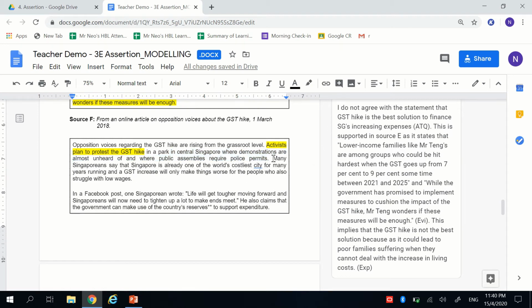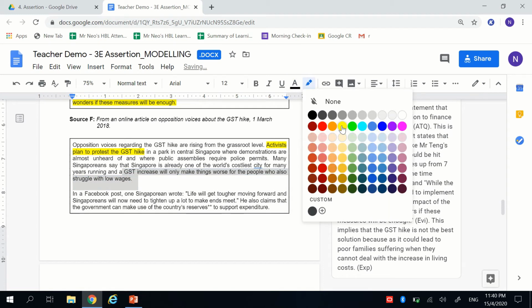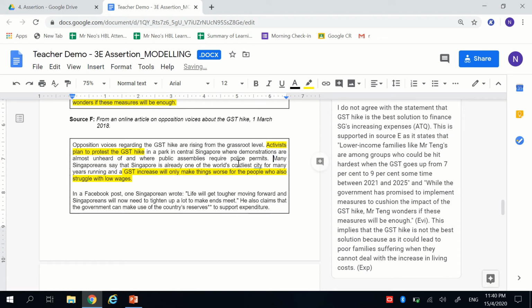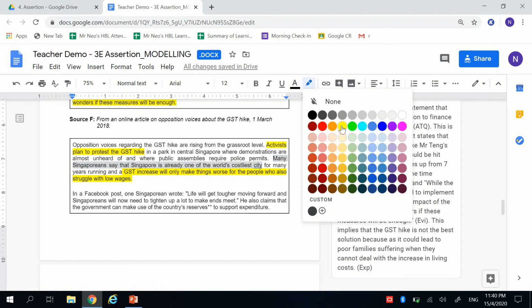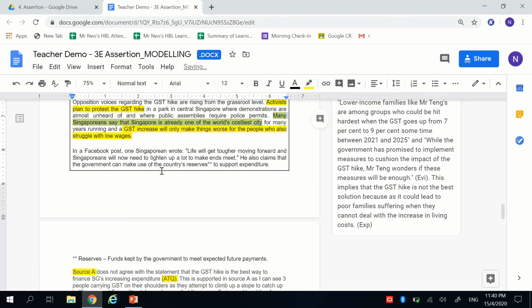So what's next? Many Singaporeans say Singapore is already one of the world's costliest cities. Singapore is already a very expensive city, and a GST increase will only make things worse for people who struggle with low wages. Right, this is similar to what was said in the previous source about the ambulance driver. Singapore is already very expensive, and then the hike will further burden the poor people. In a Facebook post, a Singaporean wrote, "Life will get tougher moving forward, and now Singaporeans need to tighten up a lot to make ends meet."